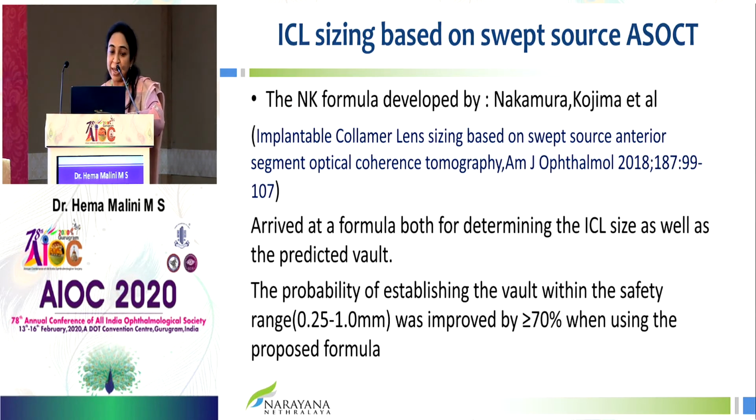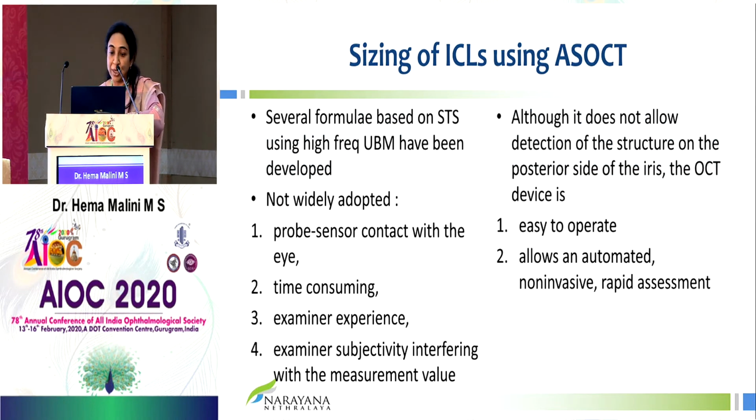So based on these parameters, the NK formula was developed by Nakamura, Kojima et al., Japanese ophthalmologists who came out with this formula, determined the ICL size using parameters like the anterior chamber width, the angle to angle, and the crystalline lens rise. And they concluded that the sizing improved by more than 70% when using this proposed formula.